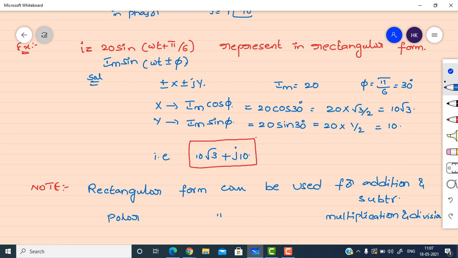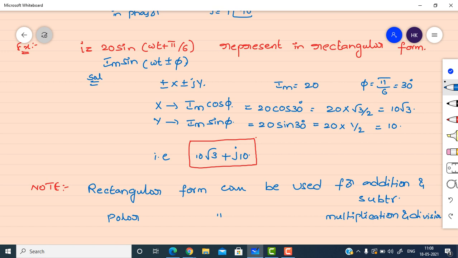This is very, very important. Remember this. While doing the problems, this will be useful. Whenever multiplication is there between two alternating quantities, that is I1 into I2, then you have to use the polar form. First convert those quantities into the polar form, then multiply.